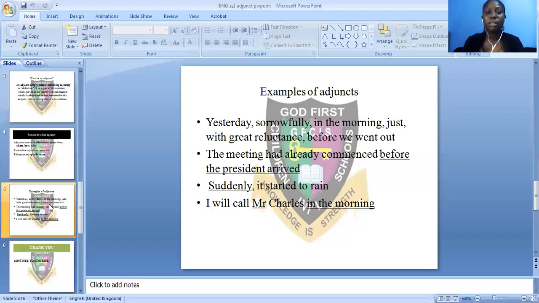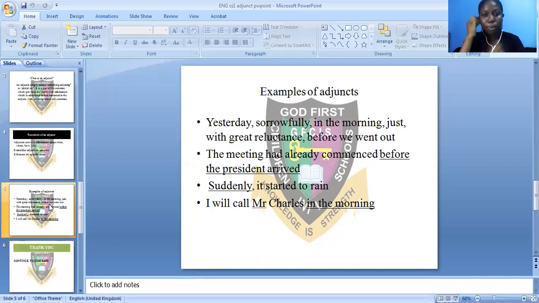And let's look at the next example. Suddenly, it started to rain. I told you the adjunct can be a single word, it can also be a phrase, that's a group of words. Now, suddenly is the single word and it is an adjunct. This adjunct here is telling us the manner. Did it give any sign before it started to rain? No. All of a sudden, it just started. So suddenly, it started to rain.